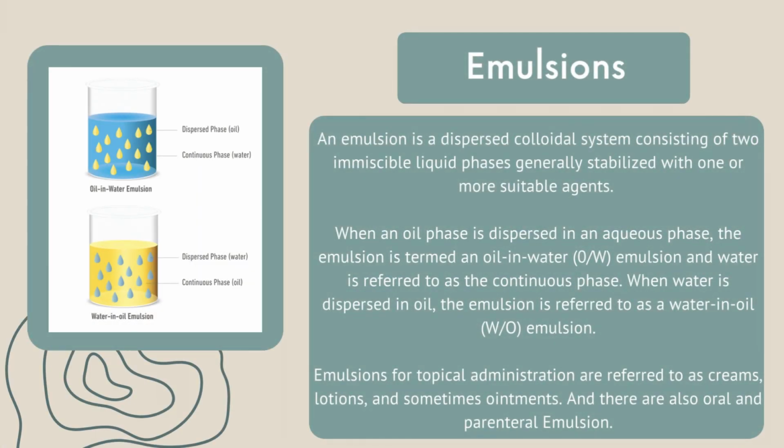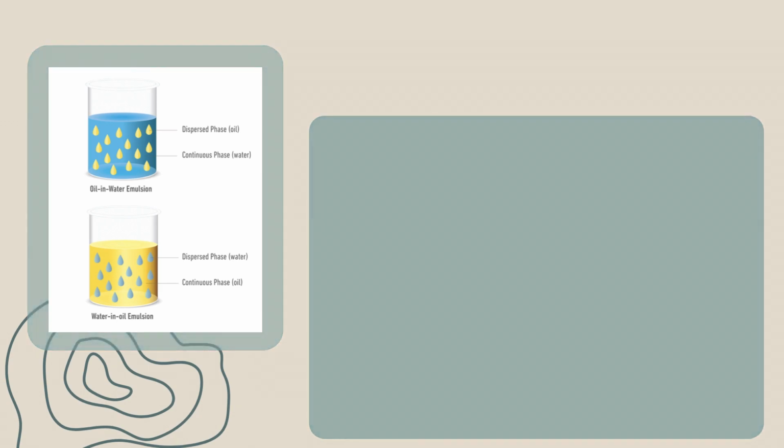And now with emulsions. Emulsions are dispersed colloidal systems that consist of 2 or more immiscible liquid phases, stabilized with 1 or more suitable agents. When the oil phase is dispersed in water, the emulsion is termed oil-in-water emulsion. When the water is dispersed in oil, the emulsion is referred to as water-in-oil emulsion. Emulsions for topical administration are creams, lotions, and sometimes ointment. And there are also oral and parenteral emulsions.